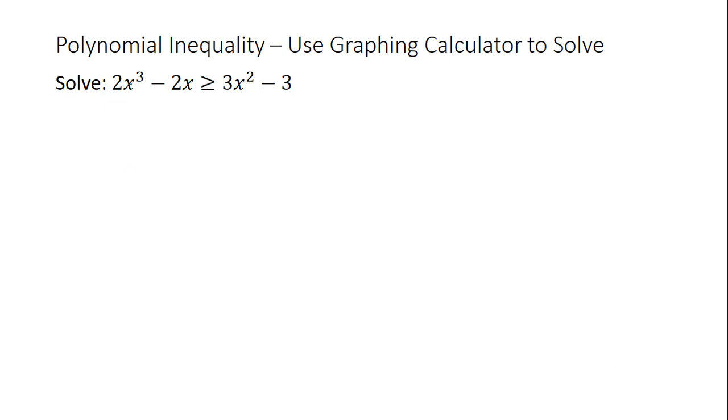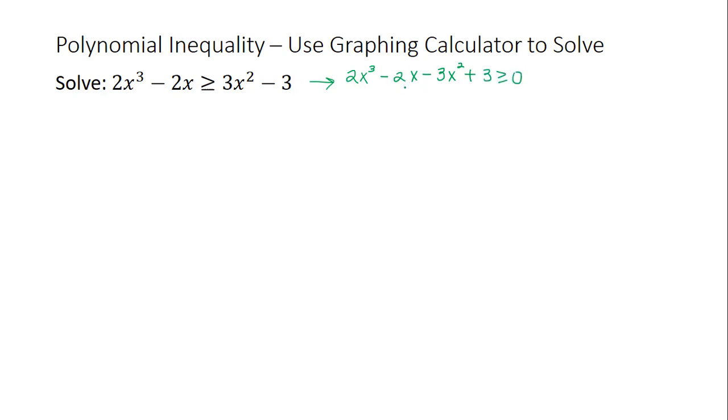In this video, I'll demonstrate how to use a graphing calculator to solve the polynomial inequality 2x cubed minus 2x is greater than or equal to 3x squared minus 3. The first step is we need to get one side of that inequality equal to 0. We can do that by subtracting 3x squared and adding 3 to each side, and so that would give us 2x cubed minus 2x minus 3x squared plus 3 is greater than or equal to 0.